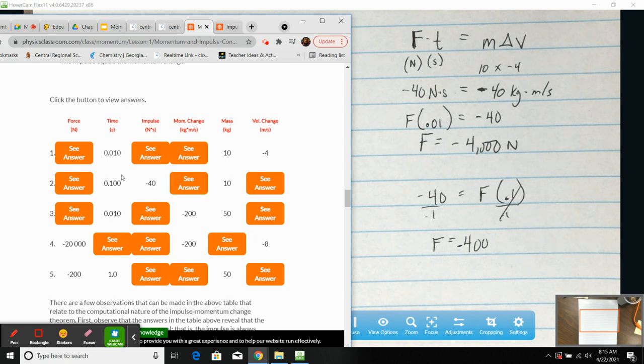So change in momentum is going to equal an impulse. Impulse is equal to your change in momentum. So we can go back and forth and play around with this table to see a few different things.